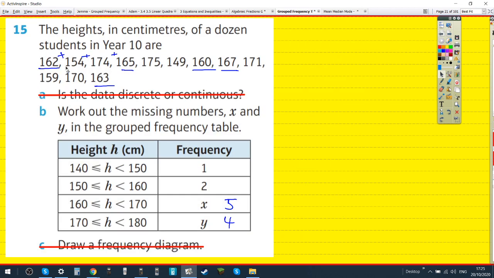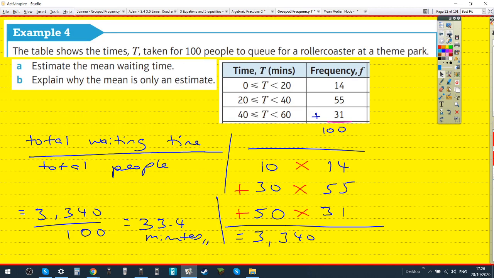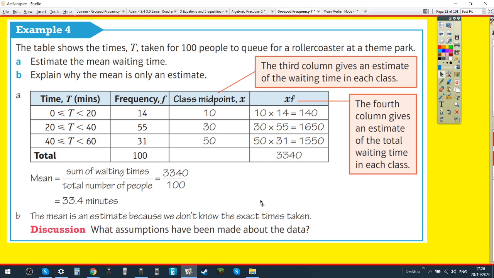Yes, so this one here, we have the actual numbers, 162, 154. We could find the exact mean. But if you only had the table down here, you would just do 145. You wouldn't know that it was actually 149, because we just take the midpoint. So the data has been summarized, and so we can only take the midpoint. So it's only ever going to be an estimate.